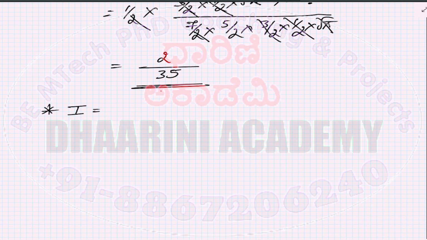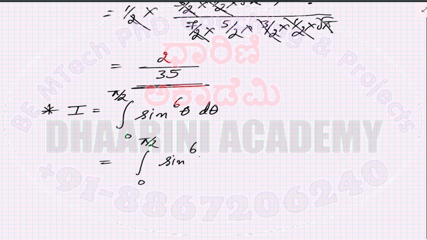Next question. I is equal to the integral from 0 to pi by 2 of sine to the power 6 theta d theta. I can definitely rewrite this to get into my standard format: 0 to pi by 2 of sine to the power 6 theta, cos to the power 0 theta, since cos to the power 0 is 1, d theta. Now you can compare. P is equal to 6. Q is equal to 0.